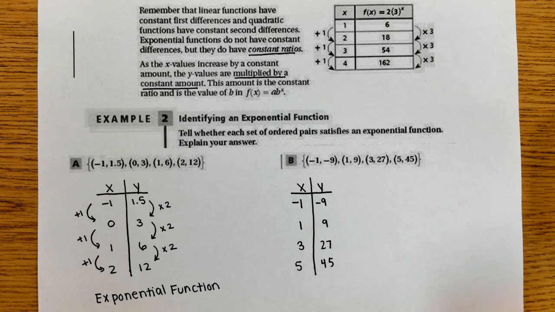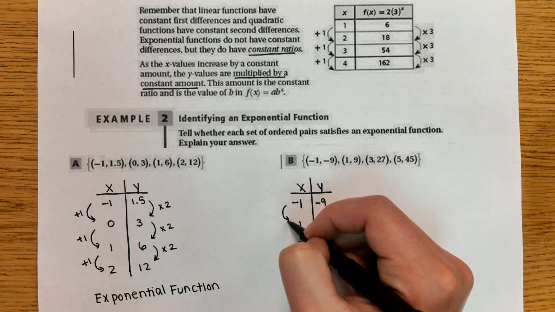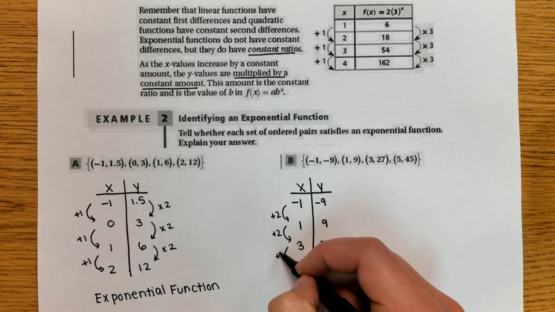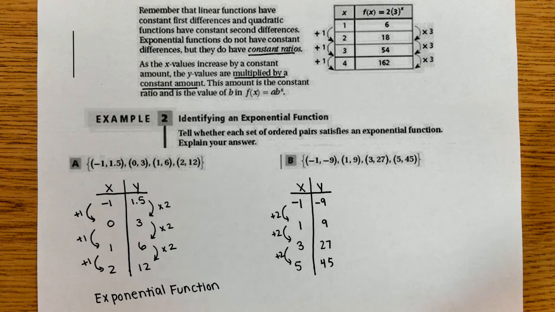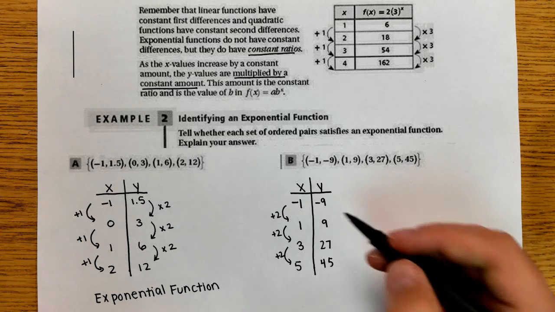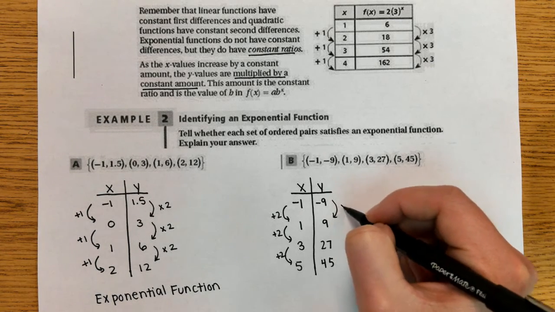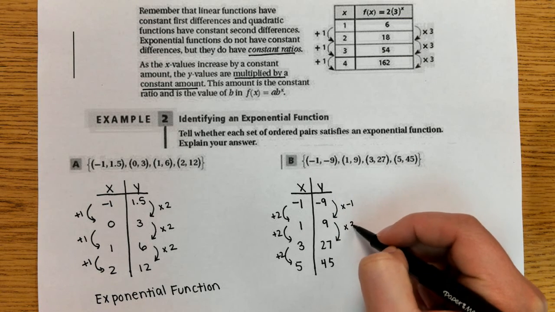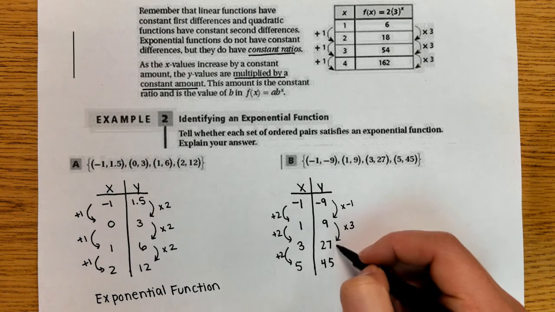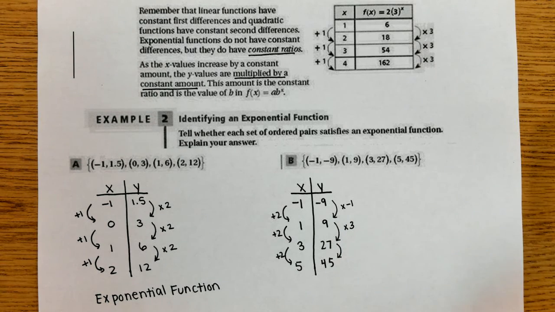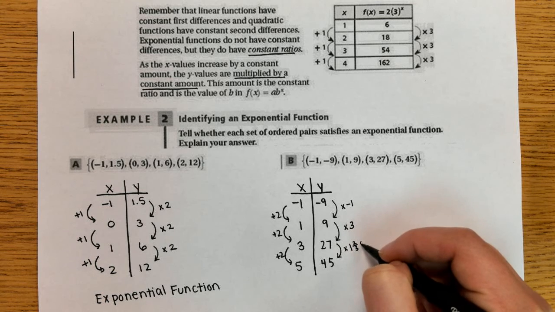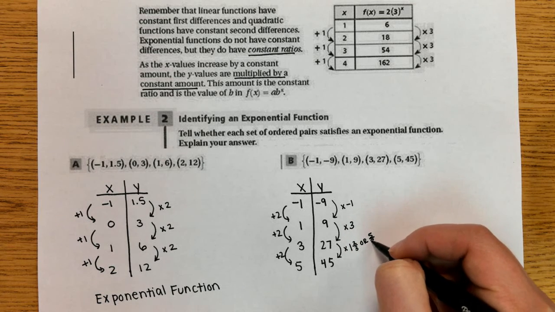So first I'm going to look at my x values. For my x values, I'm adding 2 each time. And then for y, I have to see what I'm multiplying by. So to go from -9 to 9, I multiply by -1. From 9 to 27, I'm multiplying by 3. And then from 27 to 45, I'm multiplying by 1 2/3, or you can think about that as 5 over 3.